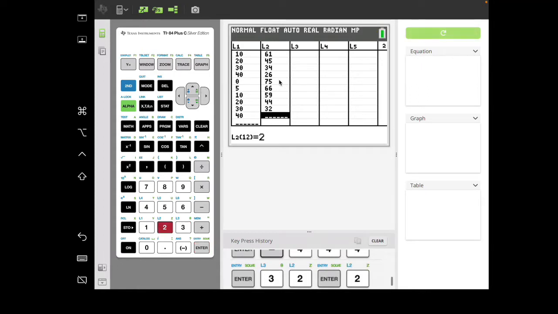Double check that you've entered in all your values correctly. Make sure you don't miss anything, and then we can continue on. Now we're on trial number 3. Repeat.